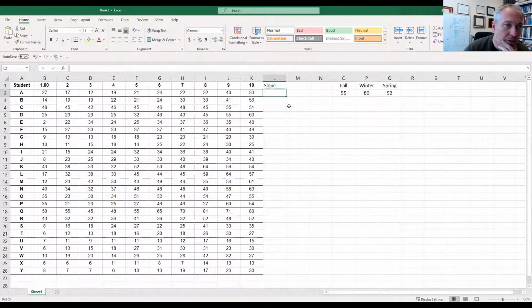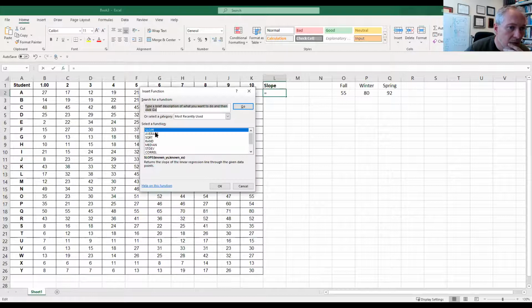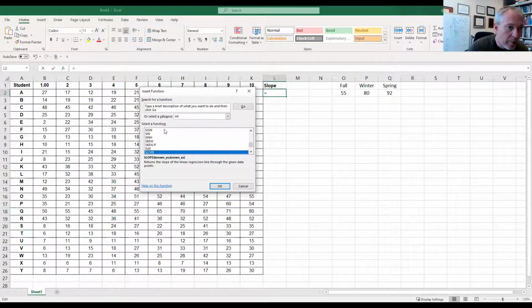I'm going to put my cursor here where I'm going to put the slope data. In fact, I'll even bold that. Put all the slope data here. I go to function wizard right here, click on slope. Now I use this a lot, so if you don't, just put your cursor there and start typing the word slope and it comes up.